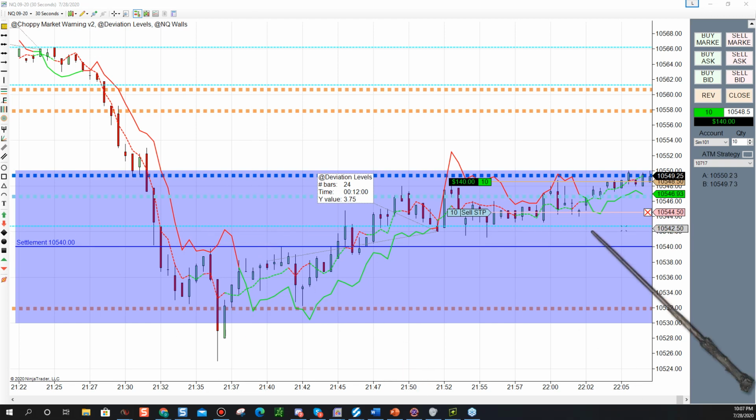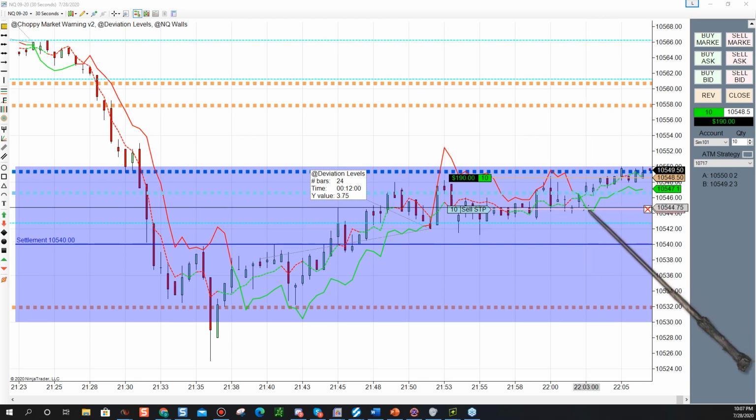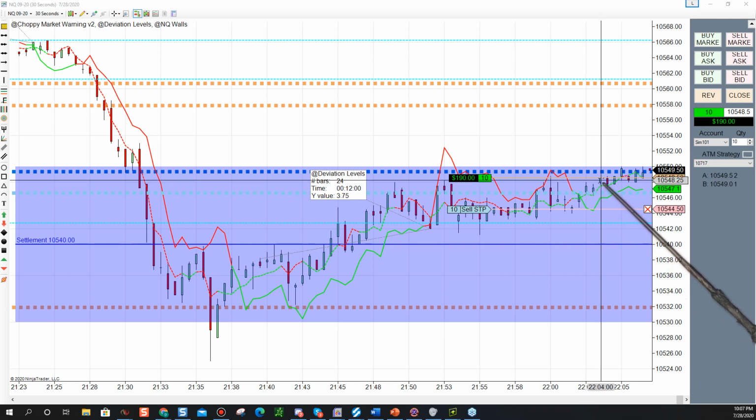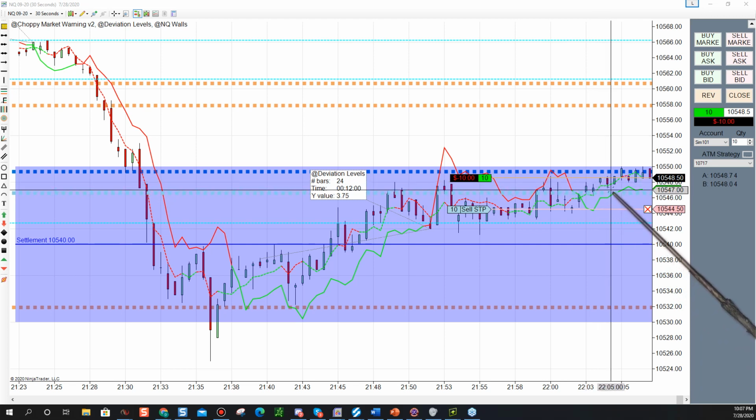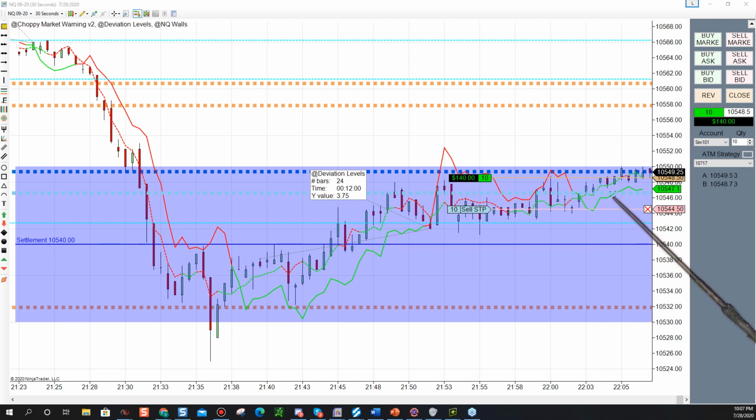So I just showed you what an exact entry looked like. We angled up, didn't break the high. We angled up, broke the high. We got in right there. Two angles up, broke high. That's an exact entry.